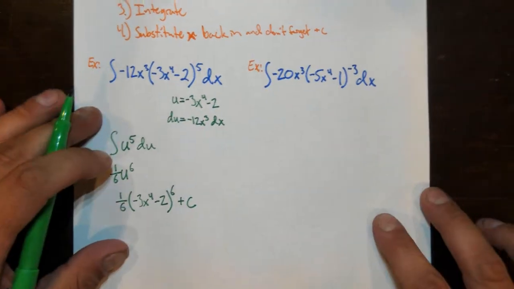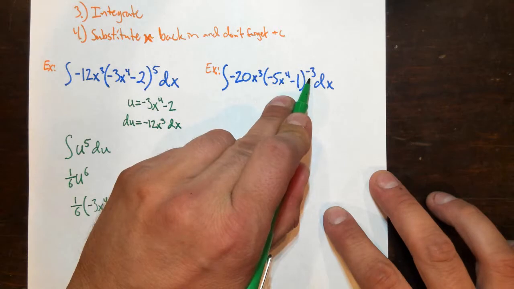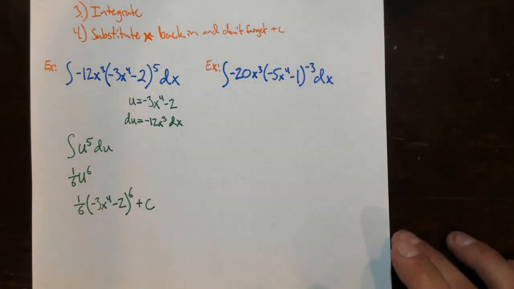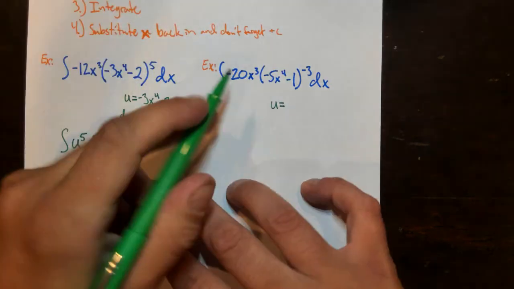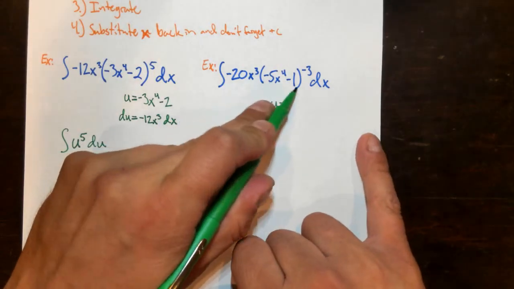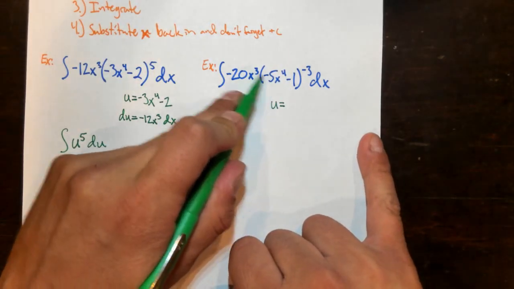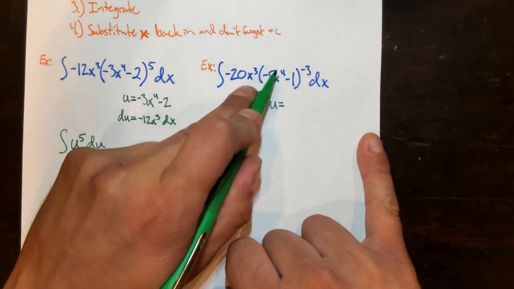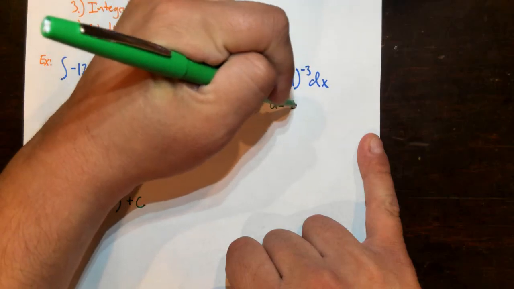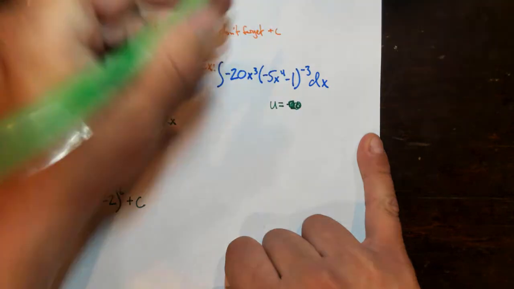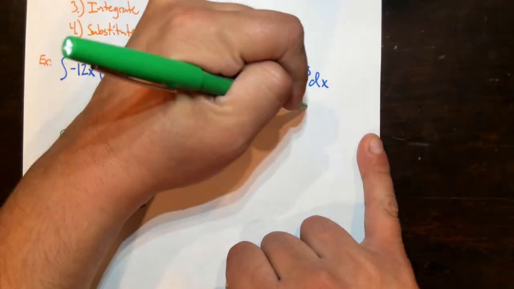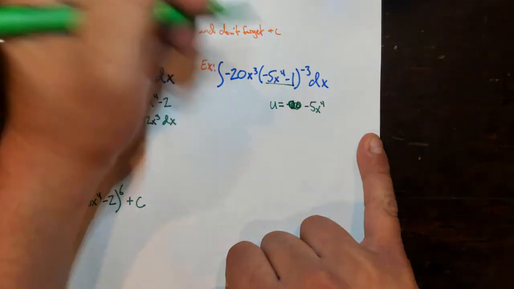Let's take a look at another example. Here now we have a negative exponent, but it's going to work the same way. So let's go ahead and find our u and du. So u is going to be this business inside here. It's going to be, let's see, negative 20. Oh, I'm sorry, I took the derivative. U is strictly going to be this. So negative 5x to the 4th minus 1.